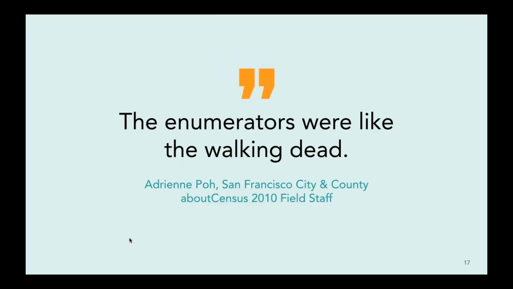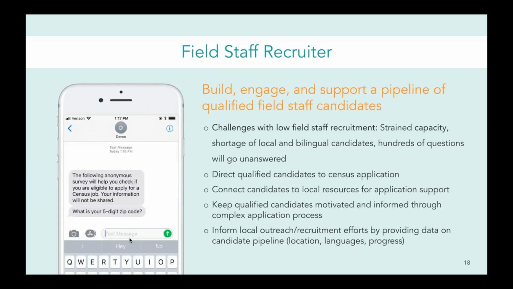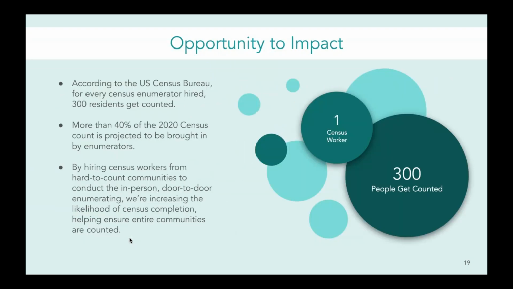So in 2010, here's one quote by a local county official about enumerators and their effectiveness. We worked with the Census Bureau on an opportunity project. We're really looking at what are the ways in which we can improve field staff recruitment. Why is this, first of all, important? First of all, one census worker is responsible for getting 300 people counted.